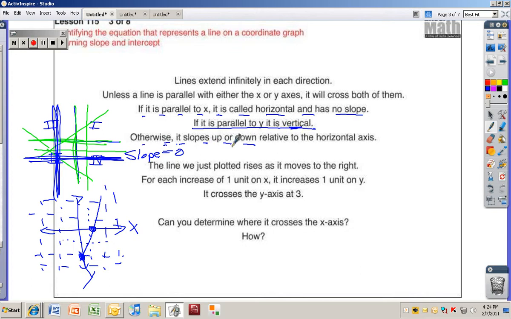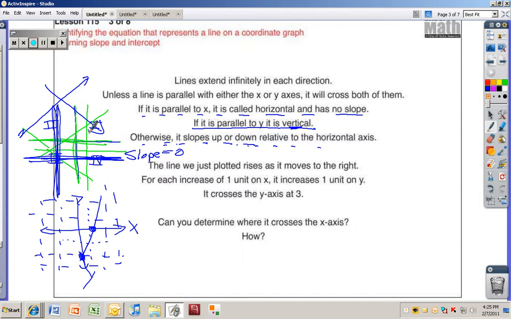Otherwise, it slopes up or down relative to the horizontal axis. So otherwise, it's going to slope either up or down. It's going to slope one way or the other. It's not going to be vertical or horizontal. Kind of like what you guys learned a while ago about vertical lines, horizontal lines, and oblique lines. Remember that? That's basically what we're saying here.